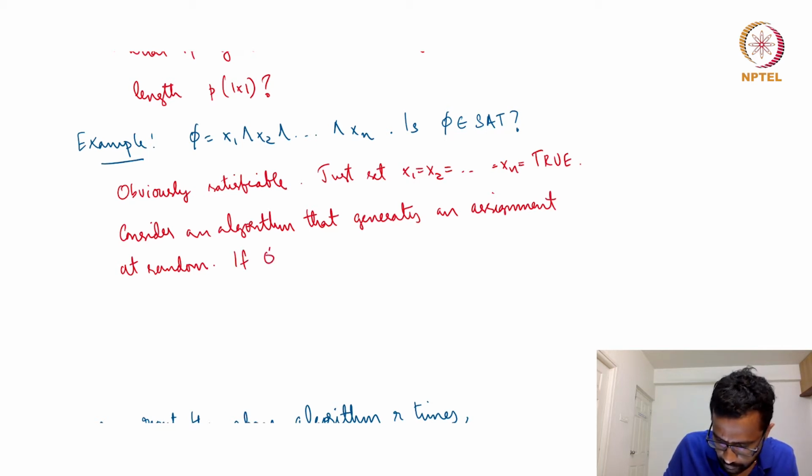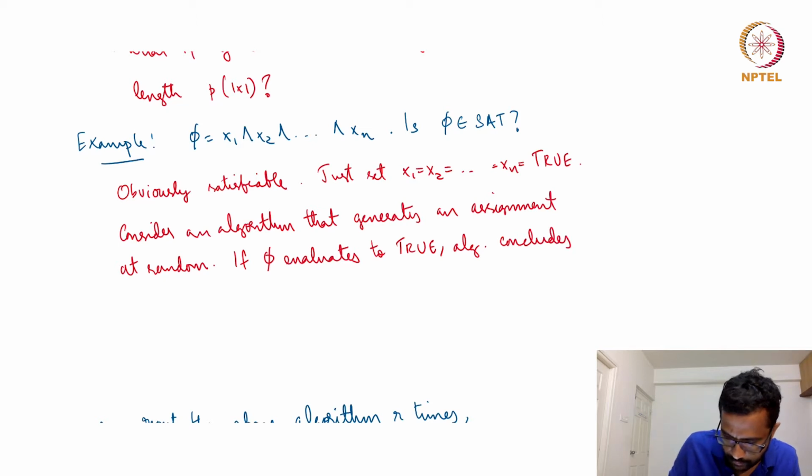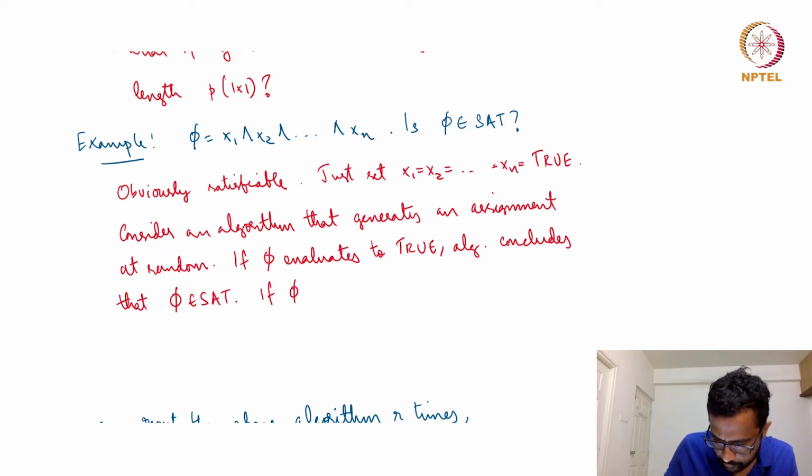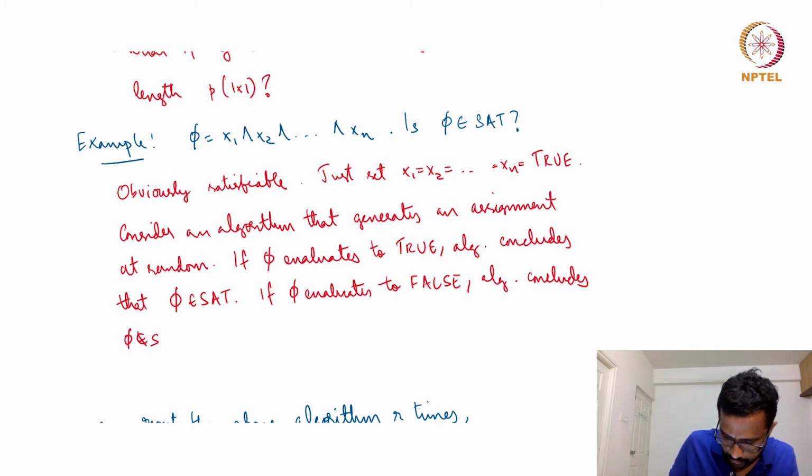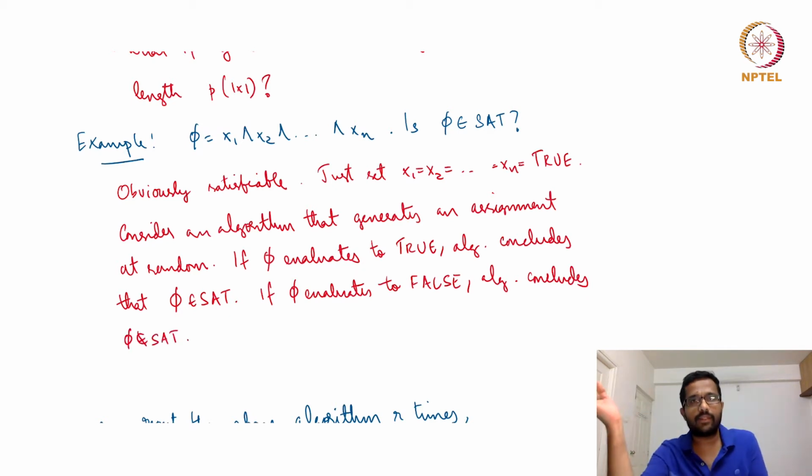if phi evaluates to true, the algorithm concludes that phi is in SAT. If phi evaluates to false, the algorithm concludes phi is not in SAT. So the algorithm has to decide whether it is satisfiable or not.